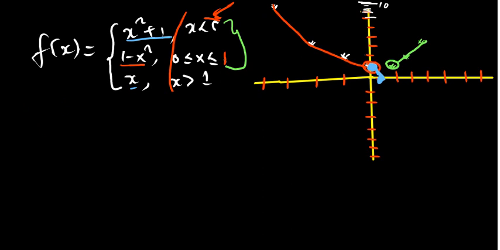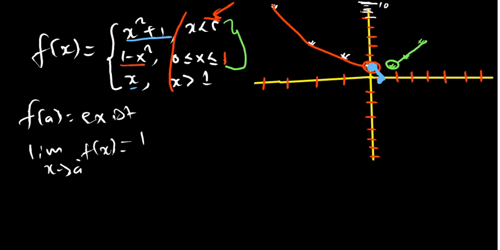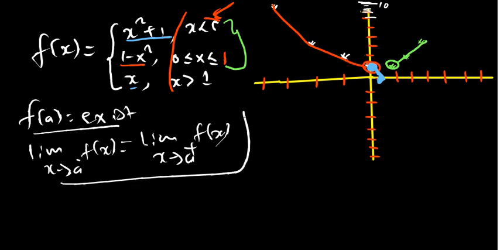Okay, one, f of a exists. Then we need to understand again that the limit as x approaches a from the left side of f of x has to be equal to the limit as x approaches a from the right side of f of x. So if these conditions are the same, then the limit exists.